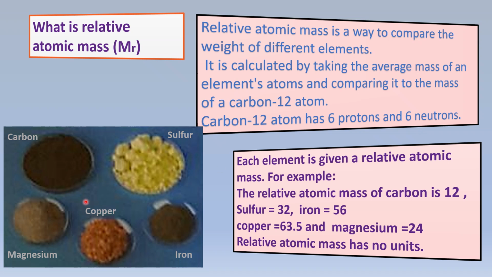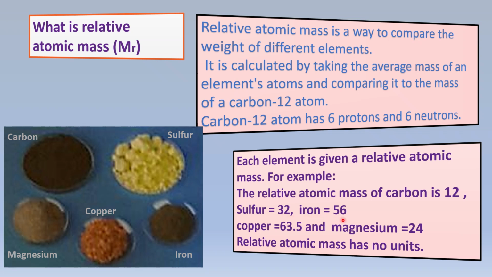There are here some elements: carbon, sulfur, iron, copper, and magnesium. Each element is given a relative atomic mass. For example, the relative atomic mass of carbon is 12. It is the same as the number of protons plus the number of neutrons. Sulfur is 32 because sulfur has 16 protons and 16 neutrons.